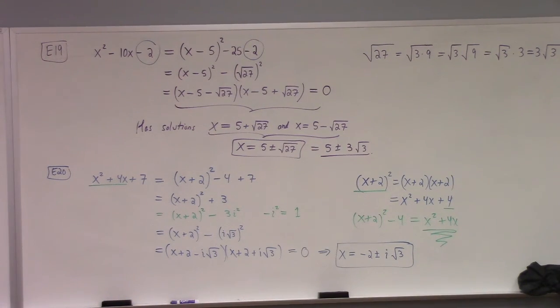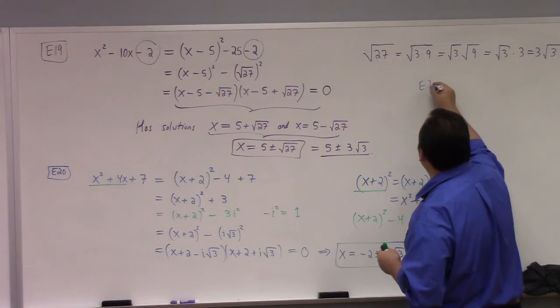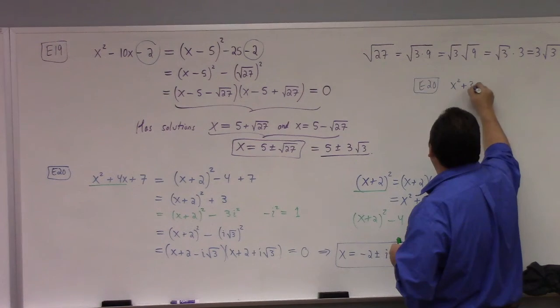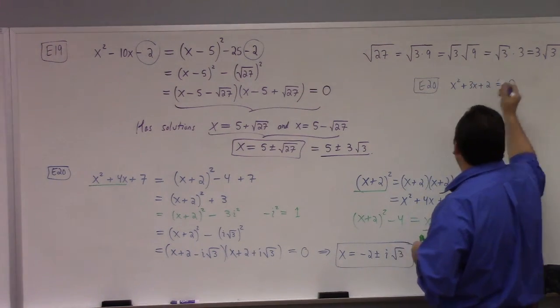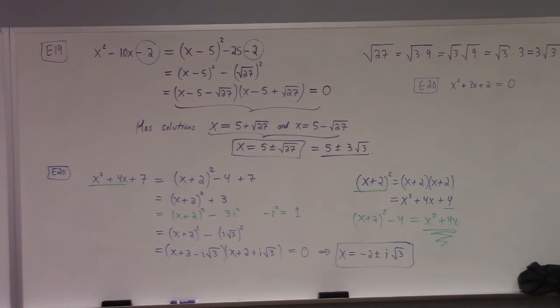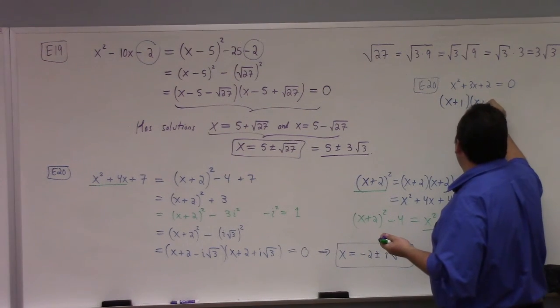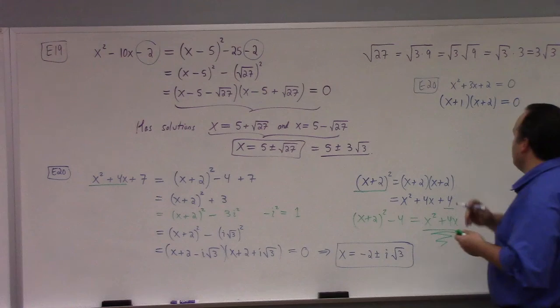Let me work a way easier example here before I say more about completing the square. How about this one? What if you wanted to solve x squared plus 3x plus 2 equal to 0? How would you do this one? Do we need completing the square for this? Do we need the quadratic formula for this? I would argue no. This one, we just need to factor. Plain and simple. This is x plus 1 times x plus 2 equal to 0.